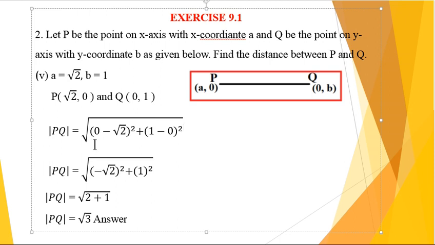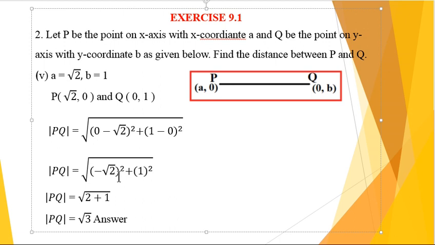Now calculate the distance using the formula. PQ means this is your x2 and this is your x1. So (0 minus square root of 2) whole square plus (y2 minus y1), so y2 is 1 minus 0, whole square, all under a square root. So subtract the square root of 2 from 0, you will have minus square root of 2, and plus 1 minus 0 is equal to 1.